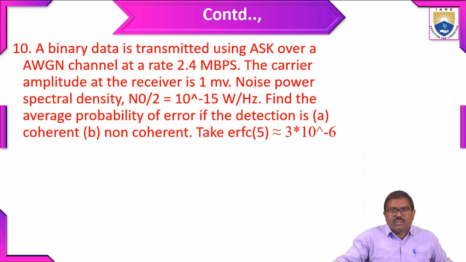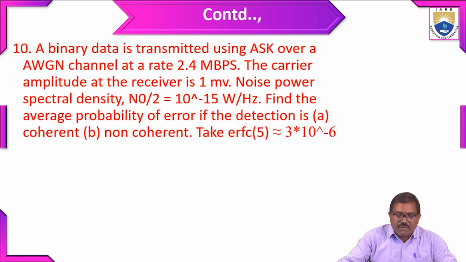Now 10th one, or the last one. A binary data is transmitted using ASK over an AWGN channel at a rate 2.4 Mbps. The carrier amplitude at the receiver is 1 millivolt. Noise power spectral density N0 by 2 is equal to 10 to the power of minus 15 watts per hertz. Find the average probability of error if the detection is, first one, coherent, and second one, non-coherent. Take ERFC of 5 is equal to 3 into 10 power minus 6. They gave the ERFC value directly.